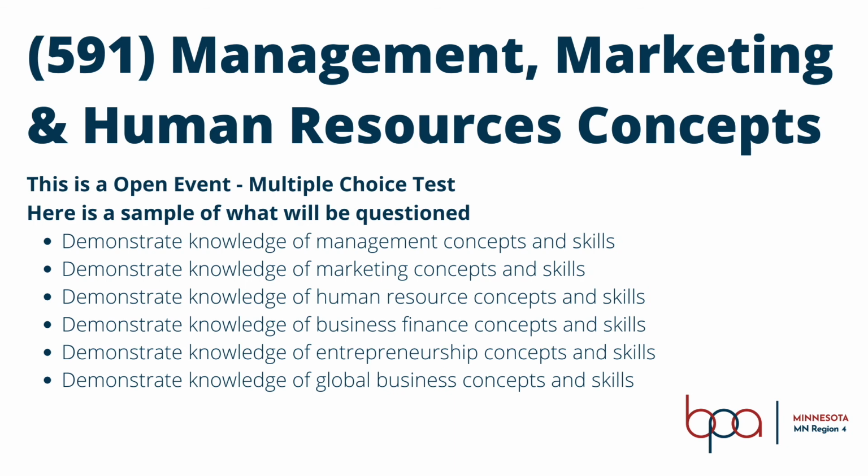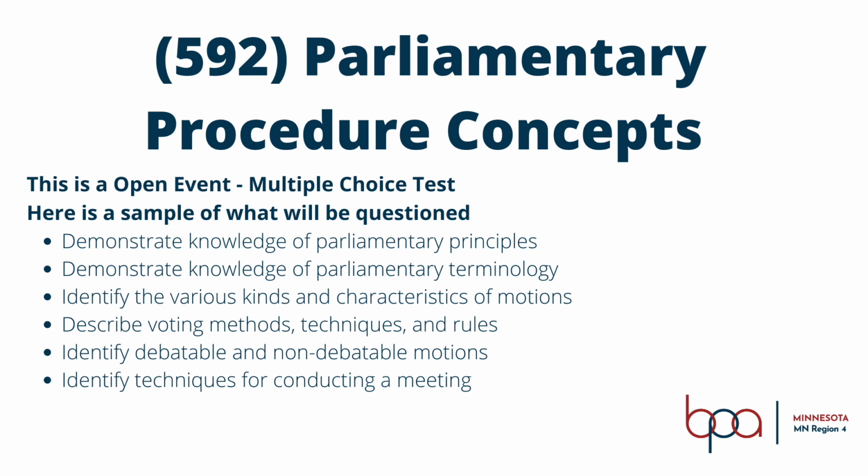Next is 591, management, marketing, and human resources concepts. As demonstrated in the name, there will be questions about management, marketing, and human resources. You'll need to demonstrate knowledge of each of these categories. Next, we have 592. This is parliamentary procedure concepts. Here's a little sample of what you're going to be questioned on. Parliamentary procedures, terminology, describing characteristics and motions, motions and techniques for conducting a meeting.